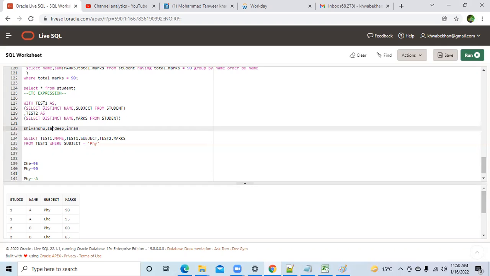Shivanshu is saying that after test one you are writing a comma again, so there are two commas. Yes, test one has a comma, and then select has a comma again. Sorry, Shivanshu, good catch. Only one comma should be there, either here or here. You are correct, sorry, my bad. Any other question?